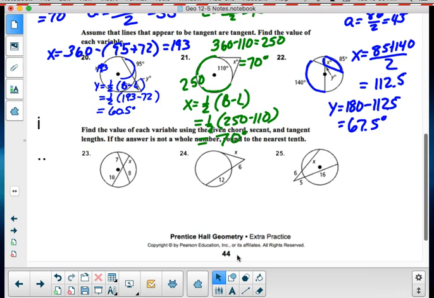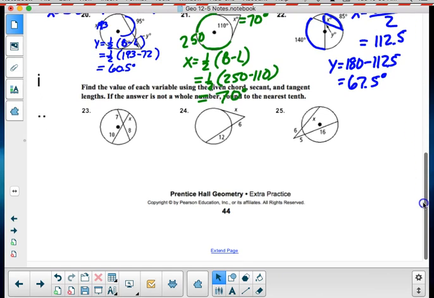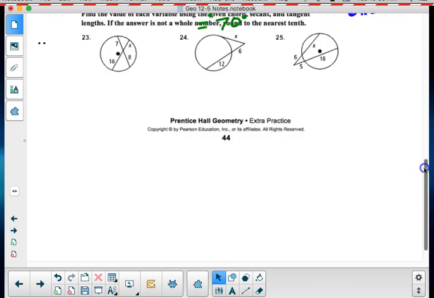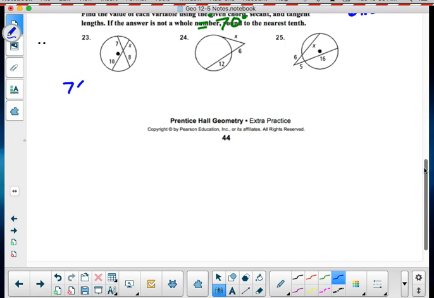Now, we've done angles all the way up through 22 here. Okay, so now that we're done with angles, we're going to look at side measures. I'm looking at 23. I've got a chord-chord relationship, the relationship between two chords. I've got 7 times 8 is equal to 10 times x. Well, that's 5.6 is equal to x after I multiply and divide.